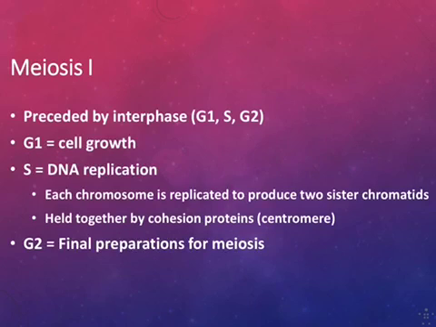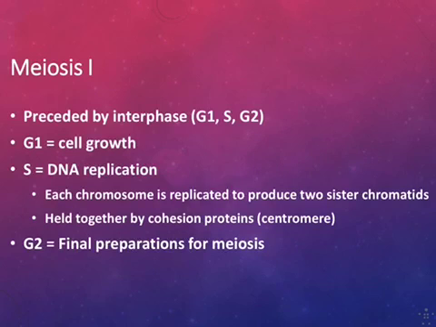Before we can have meiosis 1, we do have to have interphase. Guess what? Lucky for us, it's the same interphase as mitosis has. G1, S, G2, and for a quick refresher for your little brains, G1 is where it focuses on growing the cell. S is where we have DNA replication. Each chromosome is replicated to produce 2 sister chromatids, which are held together with cohesion proteins at the centromere region. Then we have our G2, which is a final preparation for meiosis.